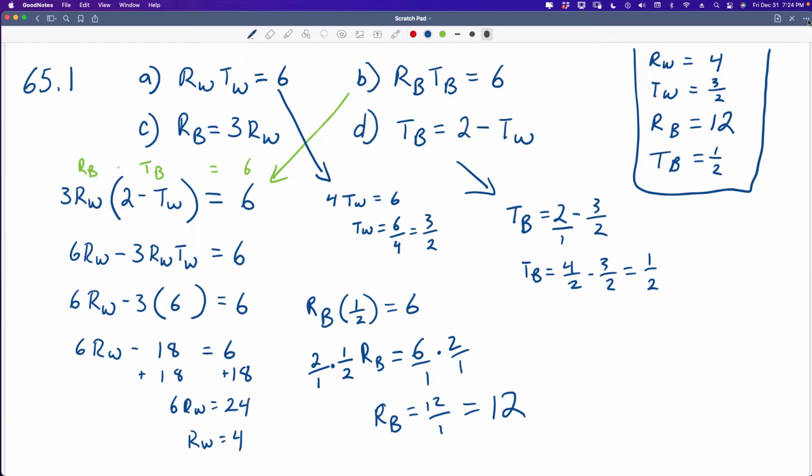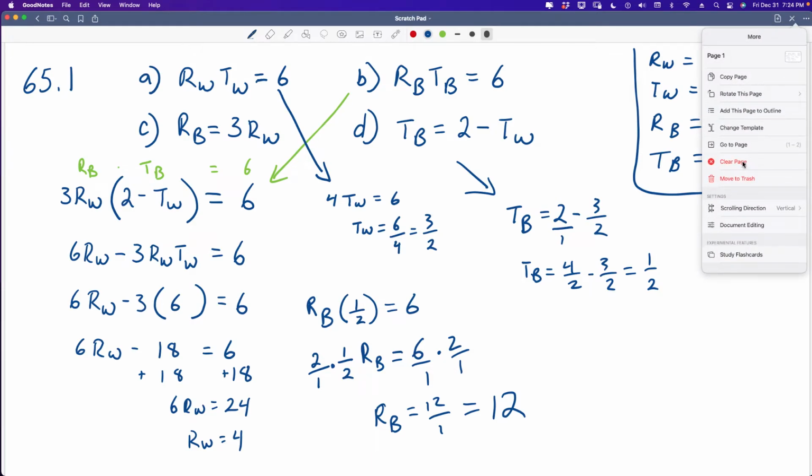Let's move on to 65.2. Clear the page. 65.2. And here are our 4 equations that we're going to solve. We have, first of all, A: RP times TP is equal to 693.